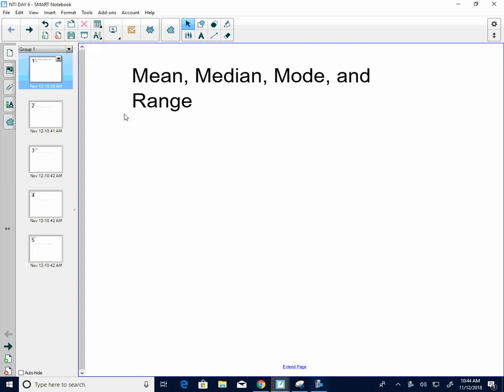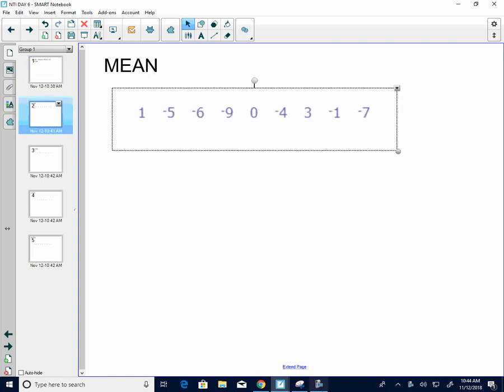All right, today we are going to look at mean, median, mode, and range. We're going to use the same set of data for each of these. So the first one that we're going to look at is mean.